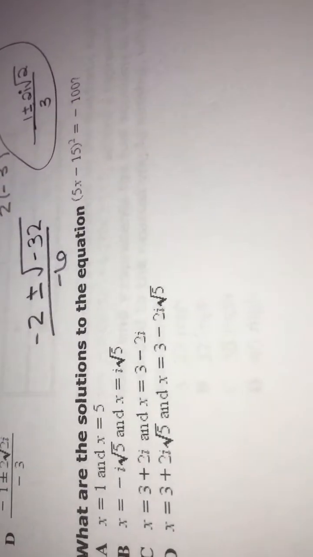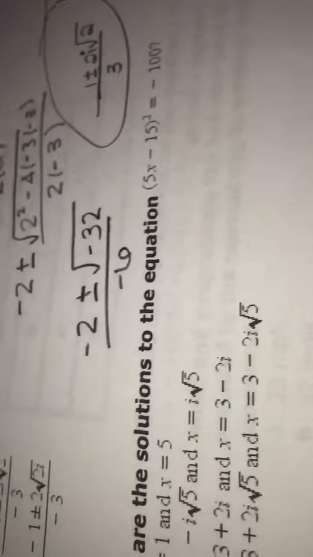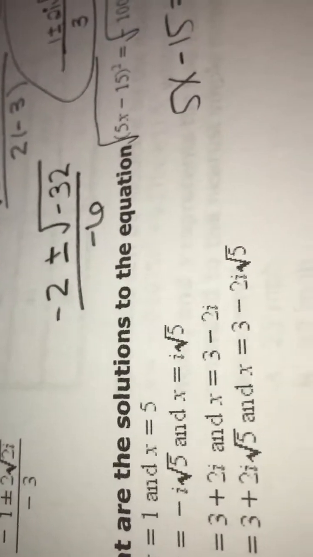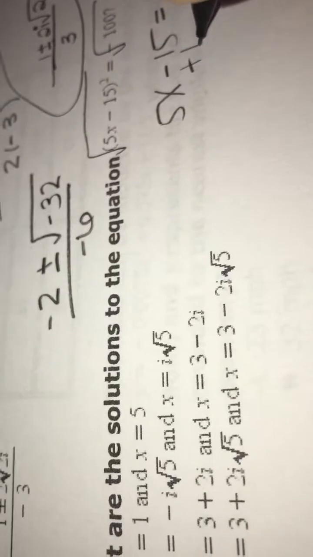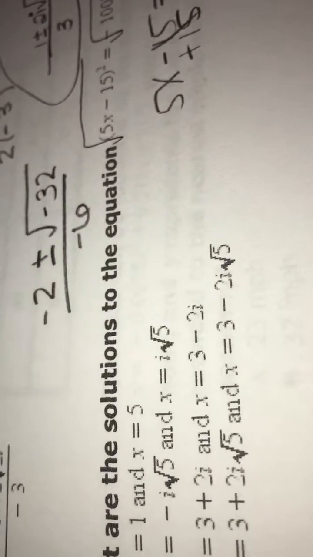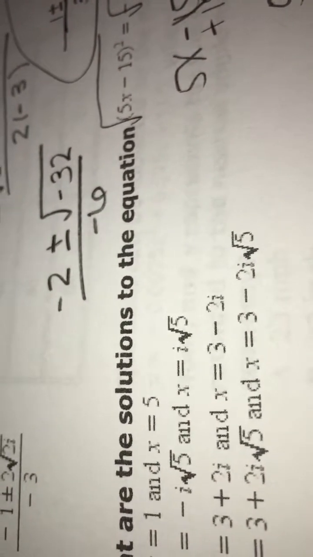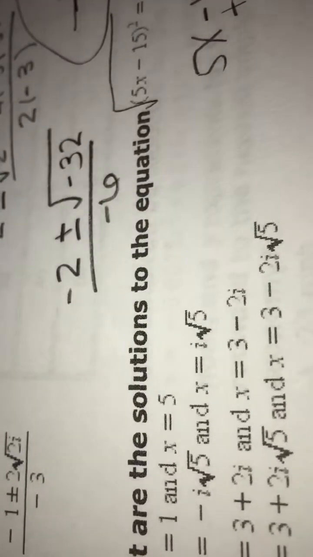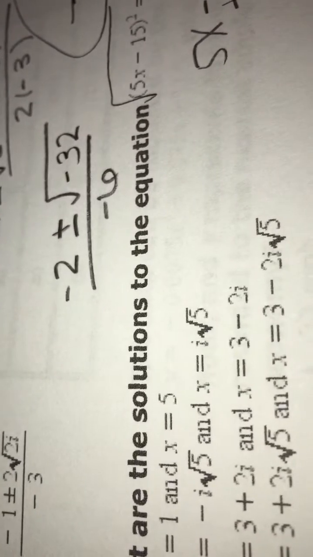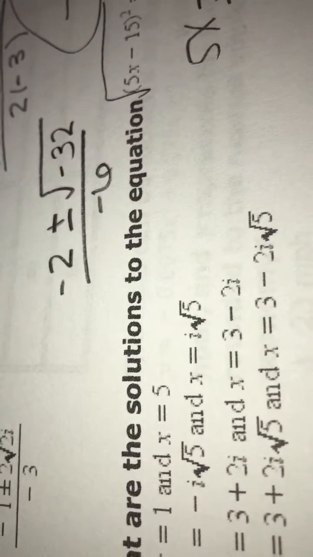Okay, so for number 7, it says, what are the solutions to the equation (5x minus 15) squared equals 100? So you're going to want to take the square root of both sides, and that would give you 5x minus 15 equals 10. You do plus 15 plus 15. 5x equals 25, divide by 5 on both sides, x equals 5. Okay, now we're going to do 5x minus 15 equals negative 10.